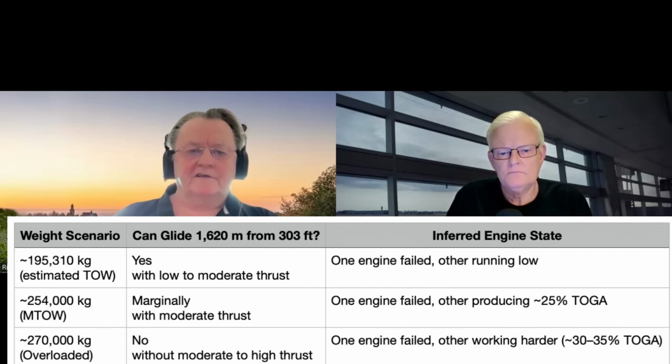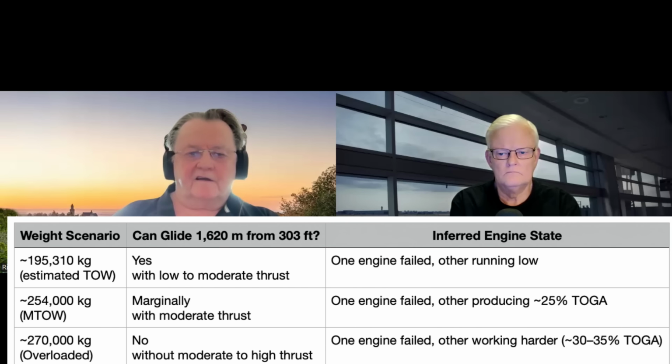Yeah, so we're showing a screenshot of the aircraft weight scenarios I considered. The first scenario came up with 195,310 kilos, which is simply my estimate of a takeoff weight based on the number of passengers, the fuel required, and a moderate amount of cargo. I looked also at the maximum takeoff weight, which is 254,000 kilos. And I also considered an overloaded scenario at 270,000 kilos.